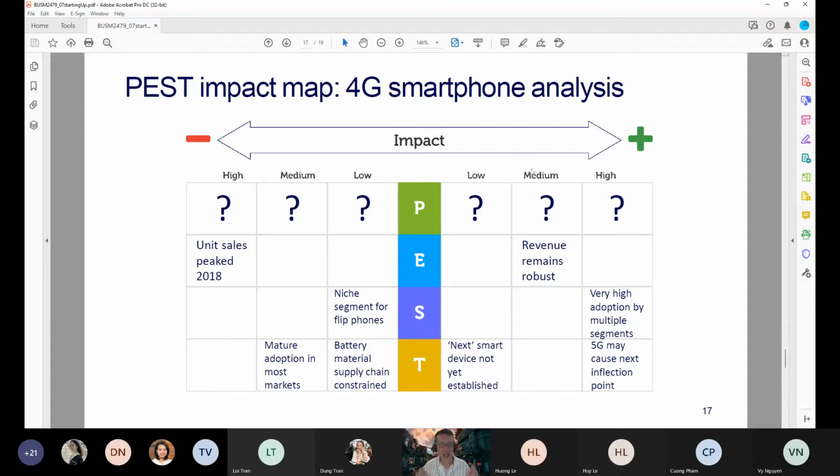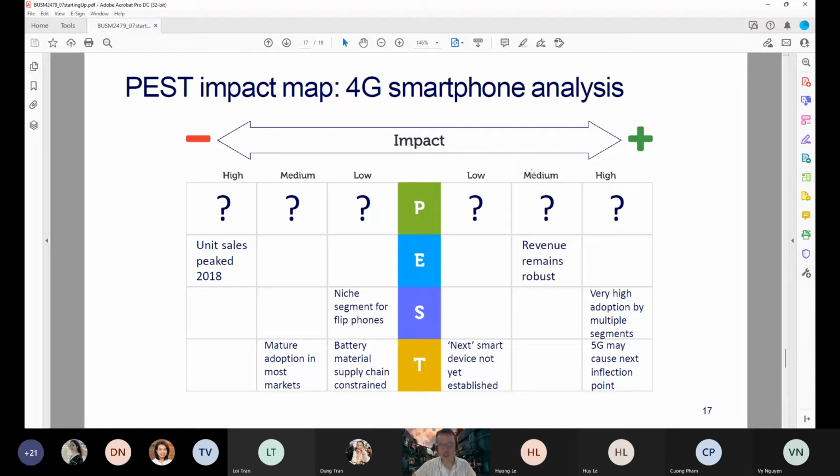So this is a PEST impact map. Now I filled it in very briefly for 4G smartphones. So this is based on the data I've just shown you. But the advantage of this map, unlike normal ways of doing PESTs, is I think you can see it. It's just basically for each element, you just do a summary of, okay, what's the positive impacts? That's on the right-hand side, the green plus sign. What factors are highly positive for the 4G smartphone industry? And on the left-hand side, what factors are negative, high, medium, or low?